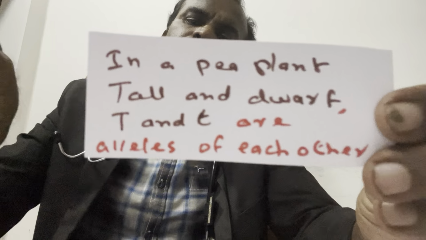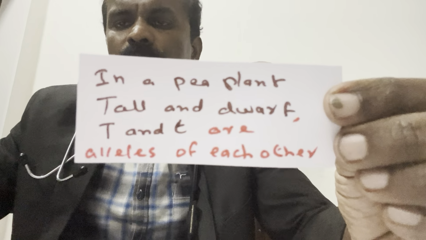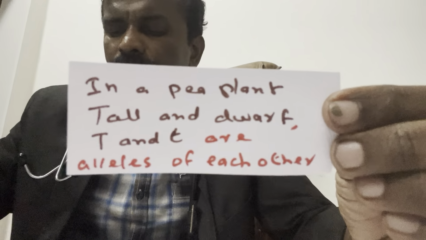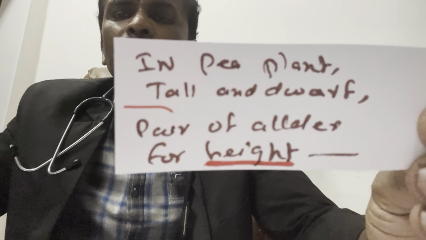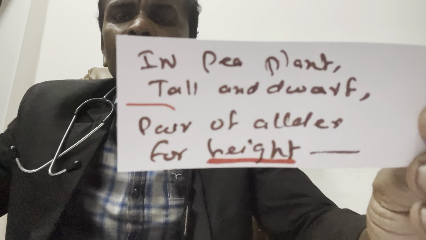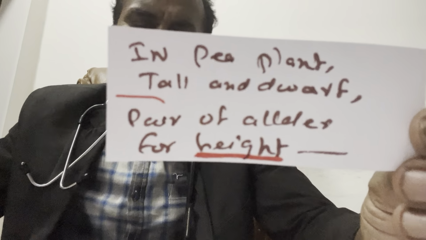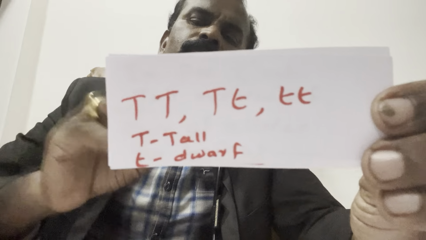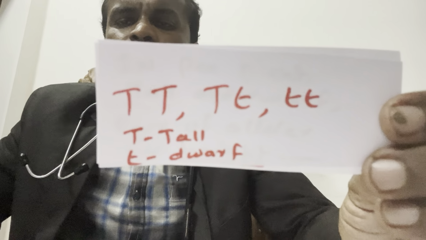It is a true statement. In a pea plant, tall and dwarf are a pair of alleles for height. For height, which all? Only three: capital T, small t, and tt.